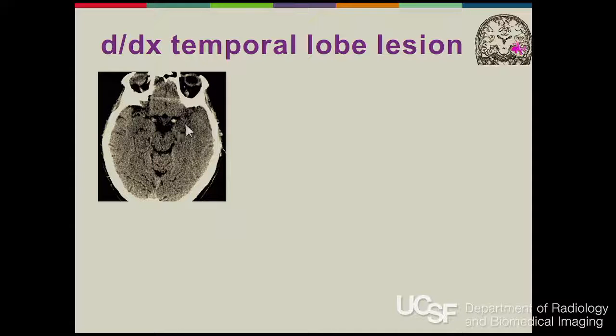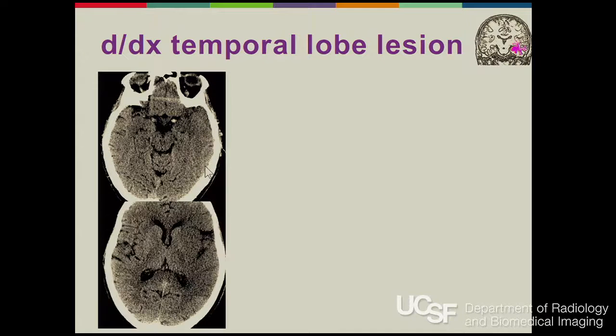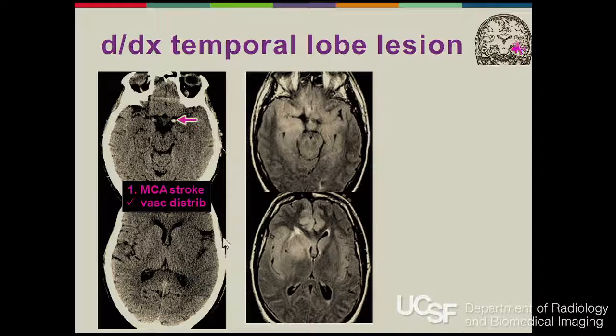In this case, we see some ill-defined low density in the temporal lobe. As we move up, though, we see this is really fitting more of a vascular territory. Then we went back and looked, and there's a really dense MCA sign. So this is actually an MCA stroke, one of the mimics.